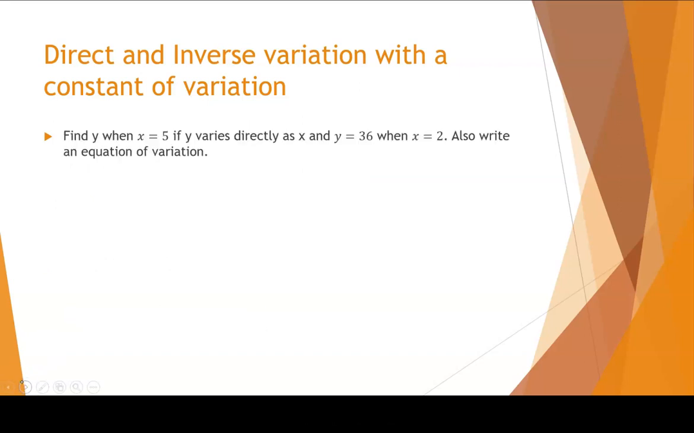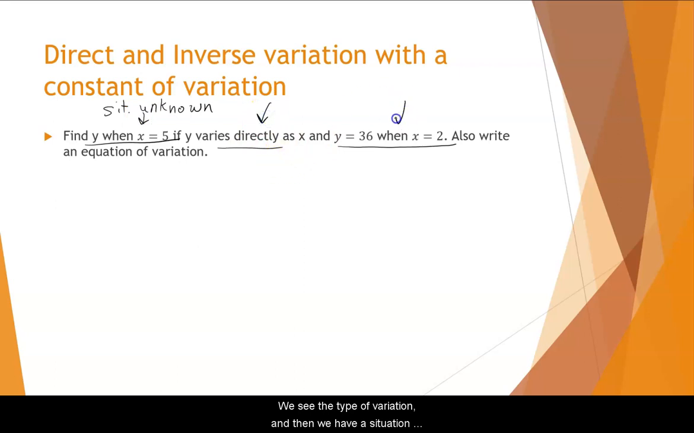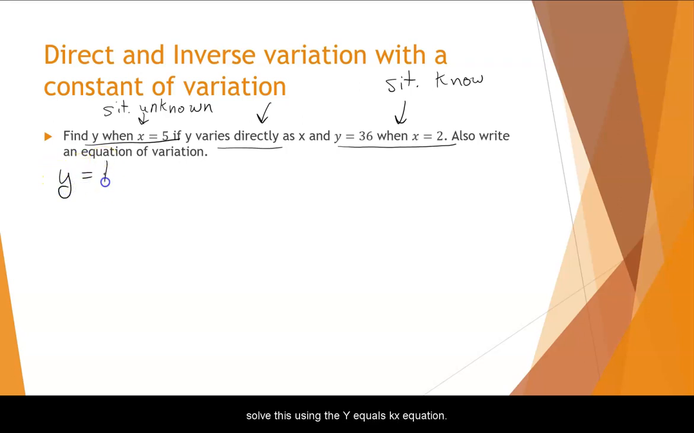Let's use this model. Find y when x equals 5 if y varies directly as x and y equals 36 when x equals 2. So we have a situation with an unknown. We don't know what y is when x equals 5. We see the type of variation, and then we have a situation where we know both parts. We could set this up as a proportion, but instead, let's solve this using the y equals k times x equation.